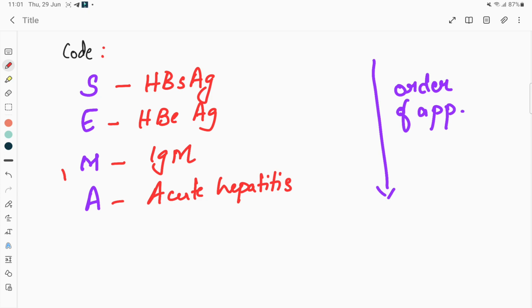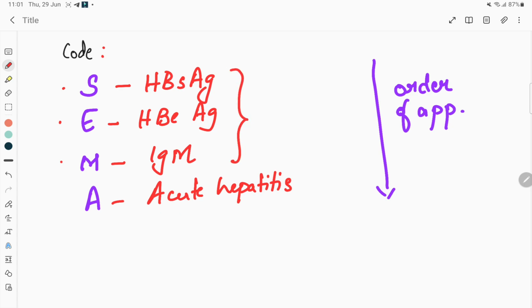So remember the code first. SEMA: S for HBsAg, E is HBeAg, M for IgM, and A means acute hepatitis. I'll tell you what it means. It is the order of appearance in the blood of the patient. The first to appear is the HBsAg. After that it is HBeAg, and then the antibody IgM. So if you get all these, then it is a case of acute hepatitis.